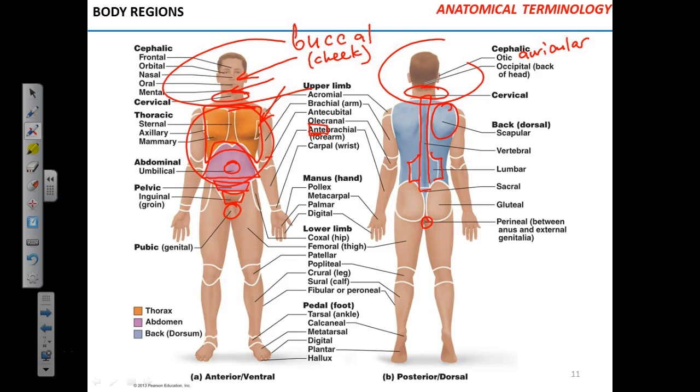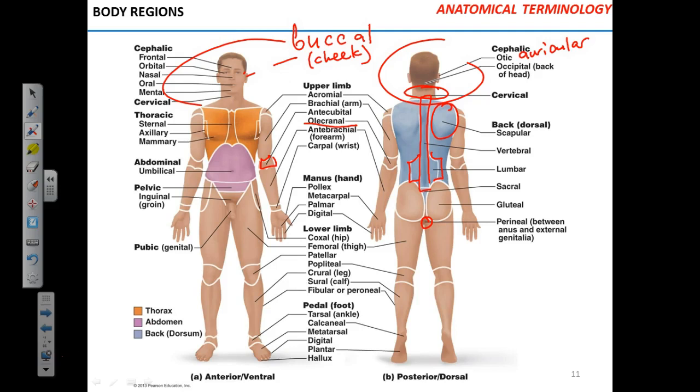You have antecubital. Let me erase it. So anterior aspect of your elbow, it's antecubital. Okay, posterior aspect is olecranal. There are reasons for that. Okay. So olecranon fossa right here, an olecranon part of the ulna.